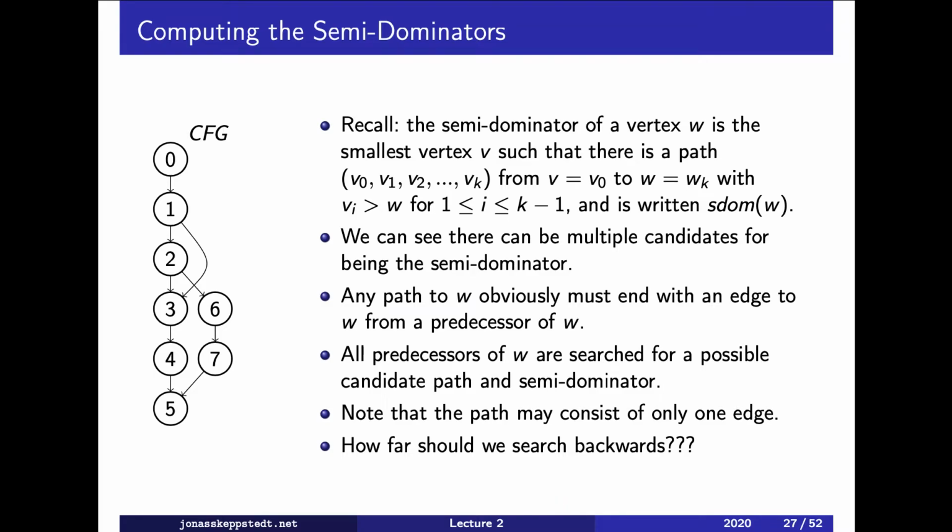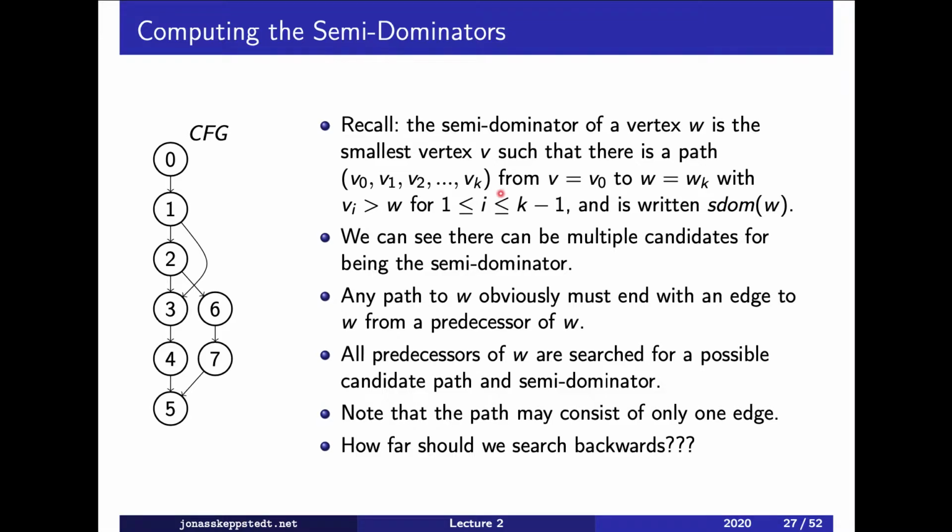Now see exactly how to compute the semi-dominator and the immediate dominator. After that, in a separate video, we will see the pseudocode for the Lengauer-Tarjan algorithm and then an example. Recall that the semi-dominator is the smallest vertex V such that there is a path from V to W with intermediate nodes with higher depth-first search numbers than W.